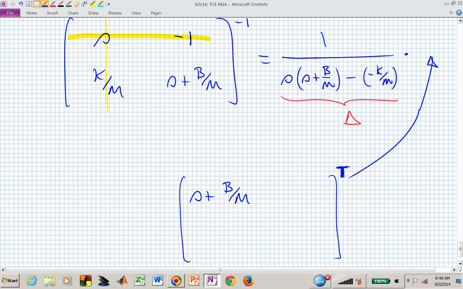If I do the same strategy, I remove the first row and the second column, and I'm left with k over m. Take the determinant of what's left, which is k over m. But I need the cofactor, so I need to scale it by minus 1 raised to the 1 plus 2 power. First row, second column. Is that making any sense? So I now have minus 1 to the 1 plus 2 times what was left when I removed the first row and the second column, which was k over m.